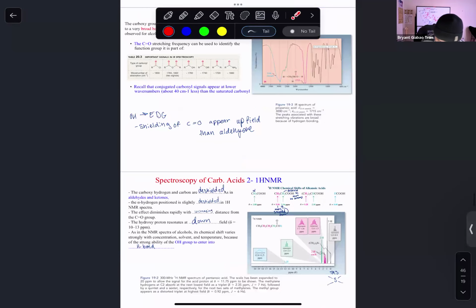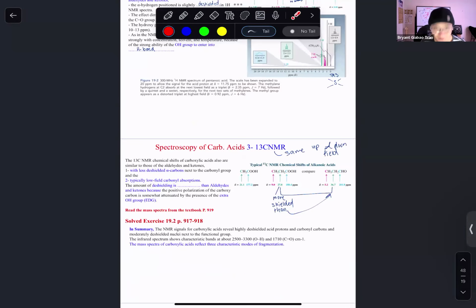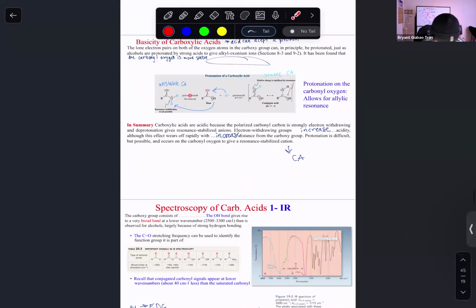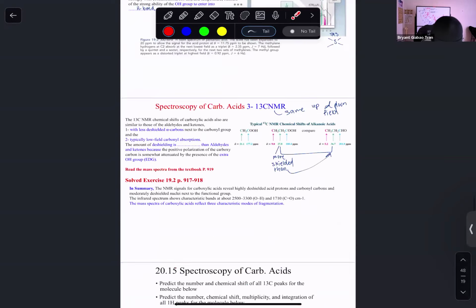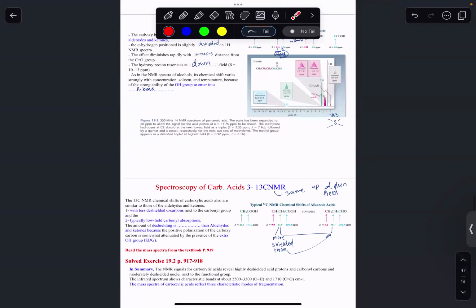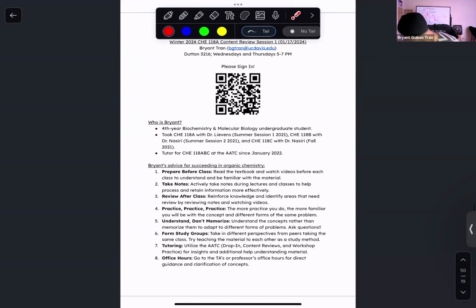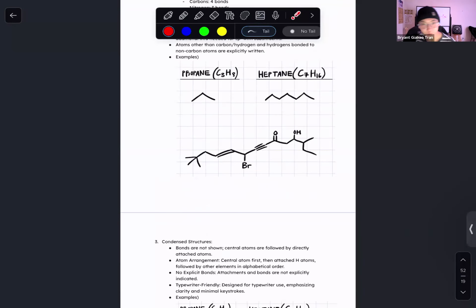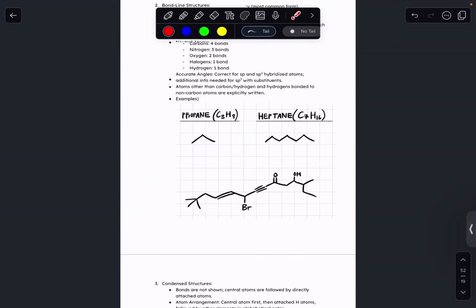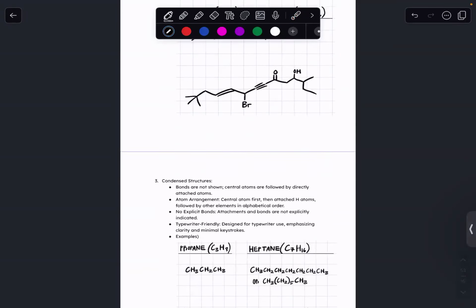What else do you want to work on? The reactions, nomenclature, the acidity and basicity of carboxylic acids. What other questions do you have? Could we start on some of the reactions? Yeah. And then, when you have the bond line structures ready, send them to me and we can go over that. Okay, sounds good.